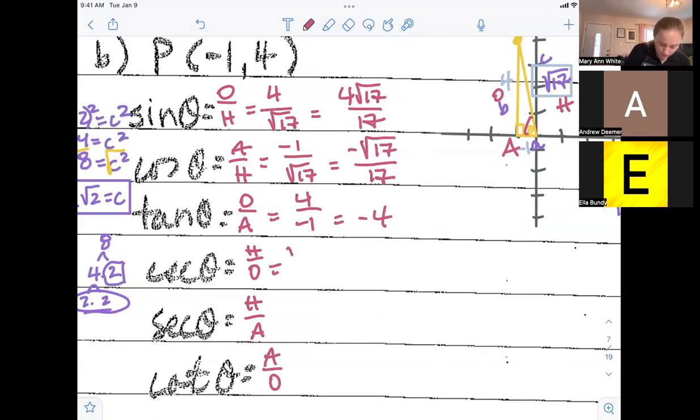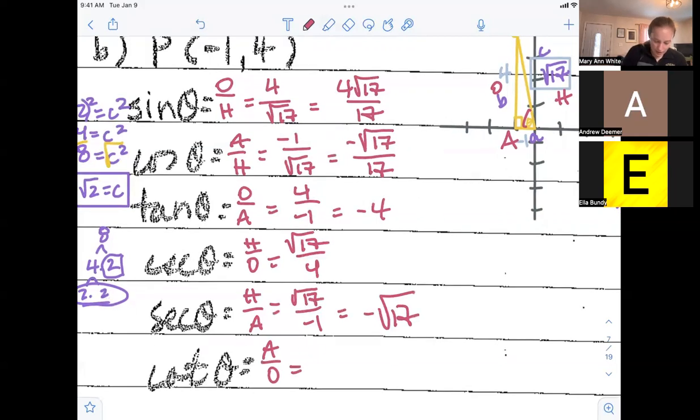Cosecant is going to be √17 over 4. That's good enough. Secant is √17 over -1. I will make that negative √17. I'll just get rid of that denominator of a -1. And then last one, -1/4. That works.